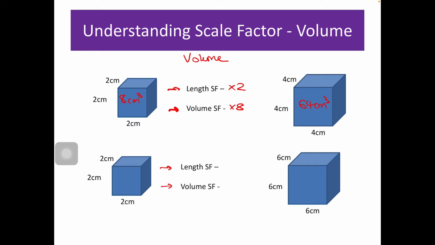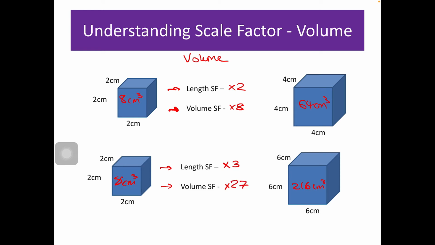Same with the next one. Again, nice and easy, the first one will give us 8. 6 times 6 is 36. Times by another 6 will give us 216 centimetres cubed. So we've got a length scale factor of times by 3. We have a volume scale factor, a little bit harder to spot, but it's times by 27.